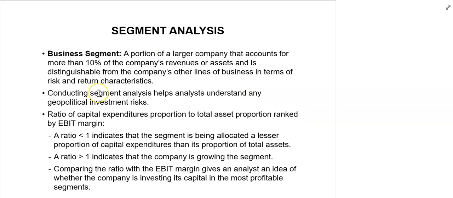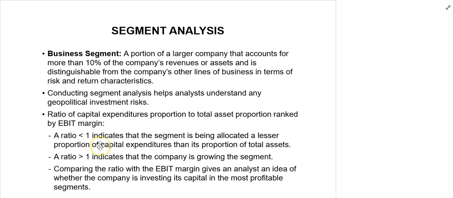of deleveraging. A business segment is a portion of a larger company that accounts for more than 10% of the company's revenues or assets, and it is distinguishable from the company's other lines of business in terms of risk and return characteristics. Segment analysis helps identify the most profitable business segments as well as the segments that contribute more towards the total revenue and total profitability of the firm. In addition, it also helps in identifying the least profitable or least efficient segments as well as the segments that have geopolitical investment risks.